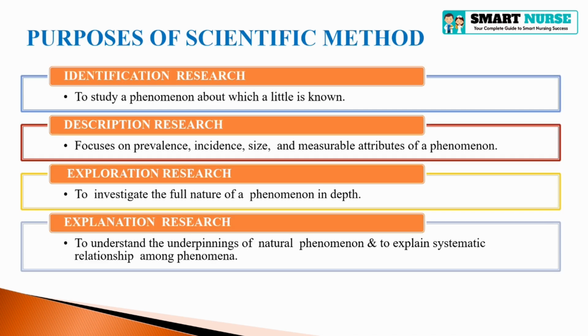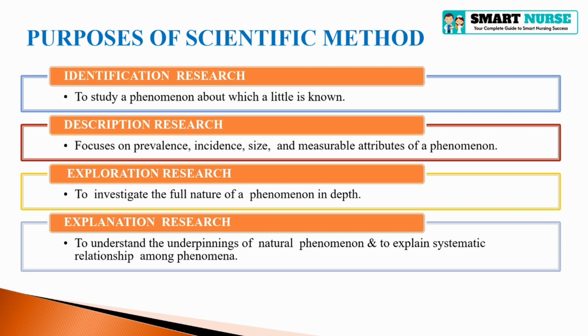And next comes the purpose of the scientific method. Why do we have to use the scientific method? What is the purpose? Mainly identification research, description research, exploration research and explanation research. Identification research means you study the normal phenomena, so you should identify the problem. That is the first purpose. Description research focuses only on prevalence, incidence, size and measurable attributes of a phenomenon.